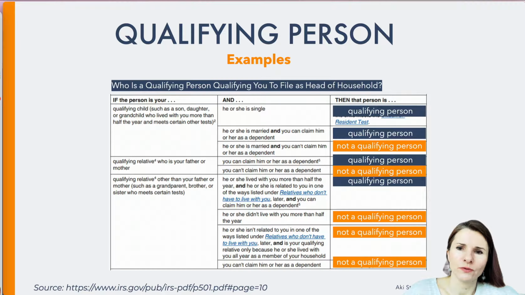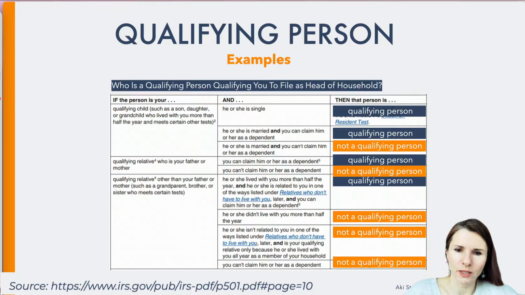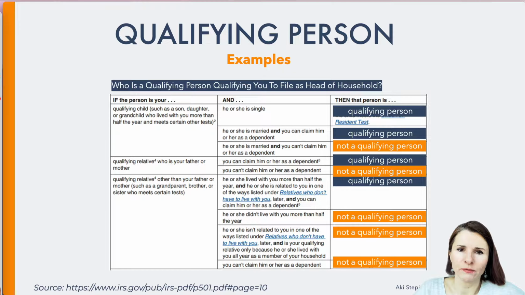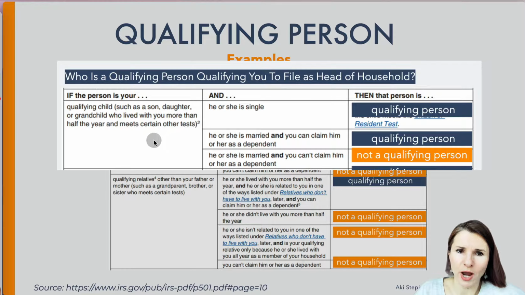So actually, if you go through Publication 501, there's a table that specifically goes through different examples to figure out if the qualifying person, which is the dependent that we're talking about, can qualify you for head of household. So let's just go over quickly. If the person is your child, son or daughter, and they're single, they are a qualifying person. If they're married and you can claim them as a dependent, they can also be a qualifying person. But if they're married and you can't claim them as a dependent, then they're not qualifying you for head of household.